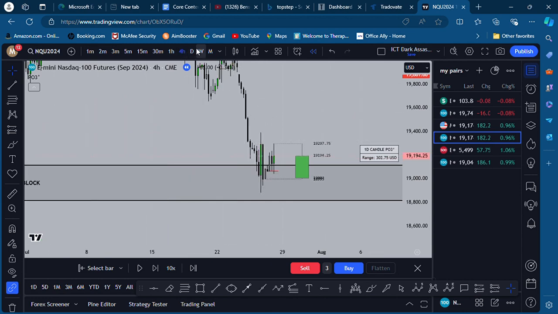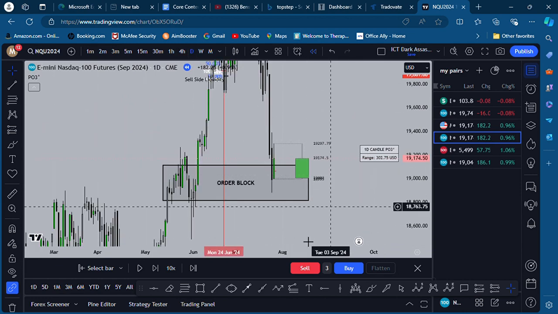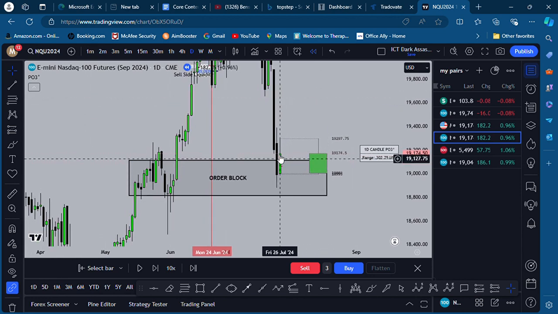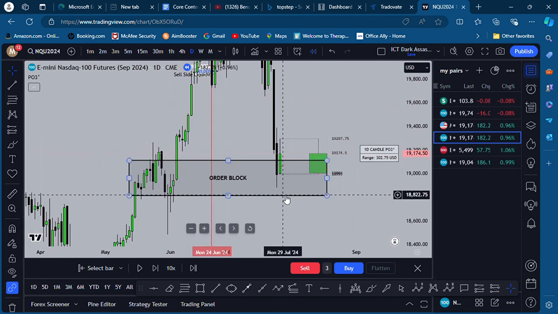So instead of coming into the day thinking, okay, we got a power of 3, the candle was bearish yesterday, so I'm gonna come in thinking we're bearish again. No, you have to apply narrative to it as well. It's not just power 3. It's not just the strategy. It's not just the concept. It's the concept mixed with the narrative and the bias.